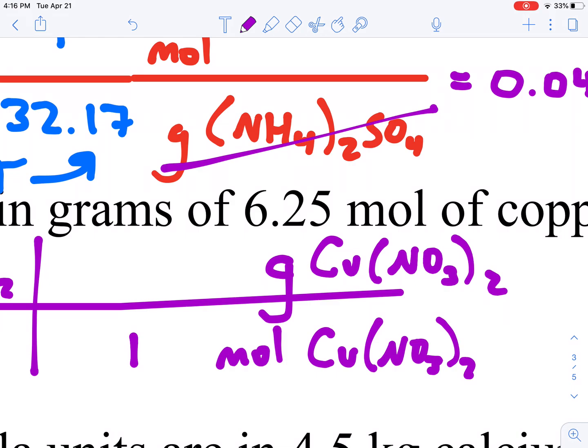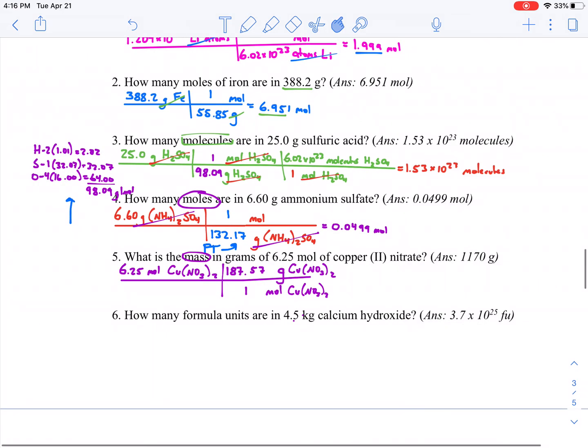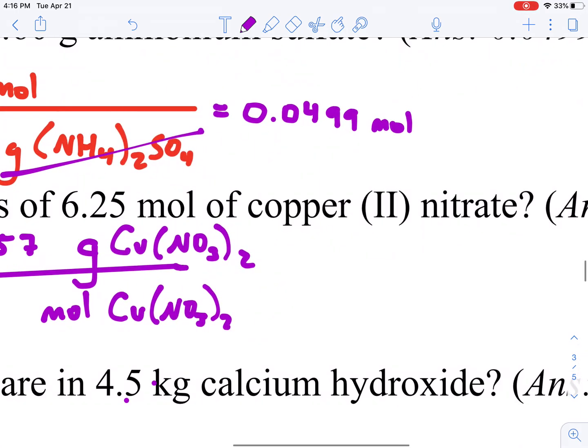Again, I encourage you to try this on your own. I happen to already do it. It ends up being 187.57 grams per mole. But again, all I did to get that was the same thing as what I did up here for sulfuric acid, right? I just added together the masses of each individual element.